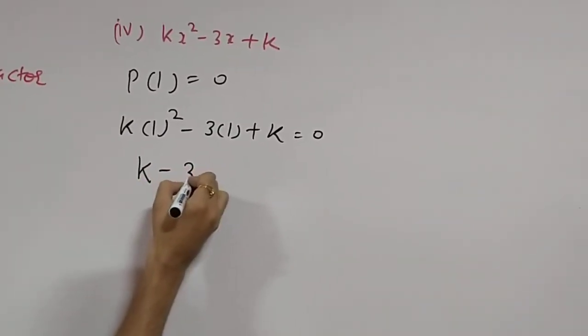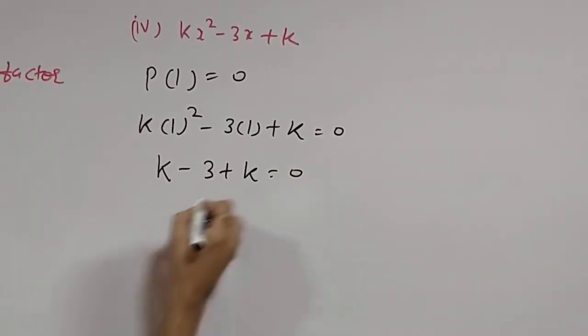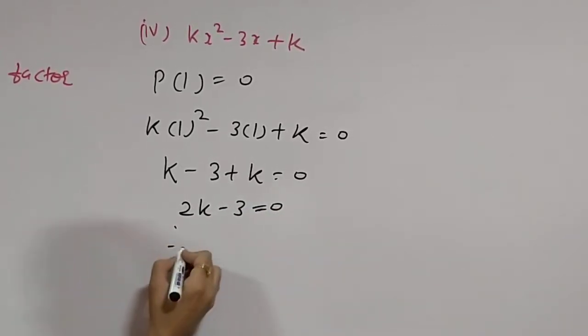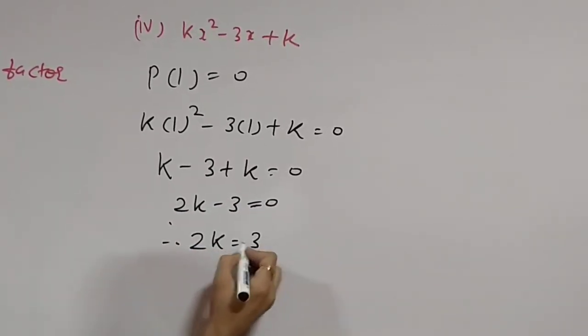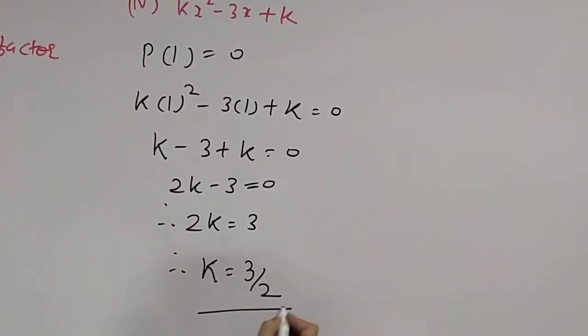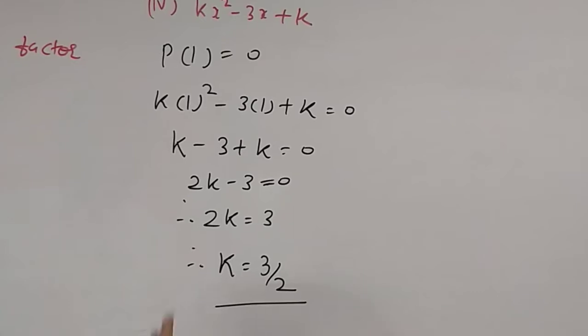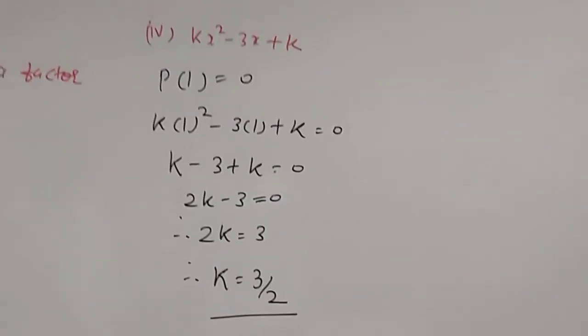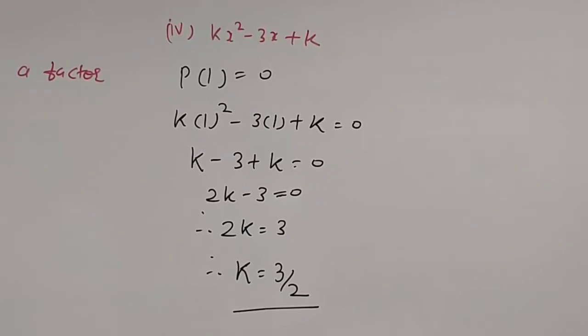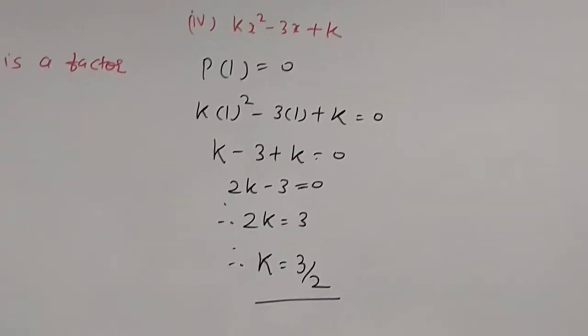k minus 3 plus k is 0. 2k minus 3 is 0. 2k is equal to 3. Therefore, k is equal to 3 by 2. So, see, how can you find the value of k? This type of sum may be asked for 2 marks: find the value of k. And if it is small, then it may be asked for 1 mark also.